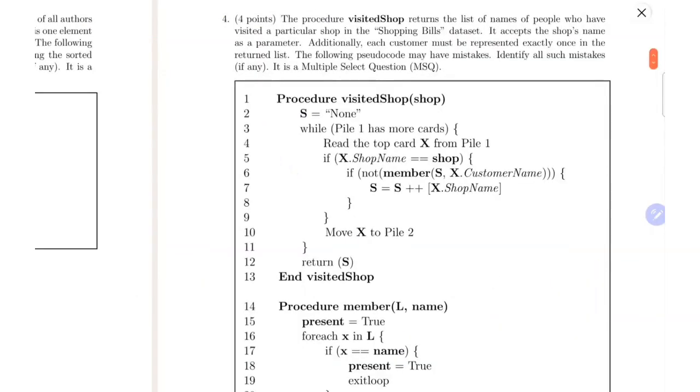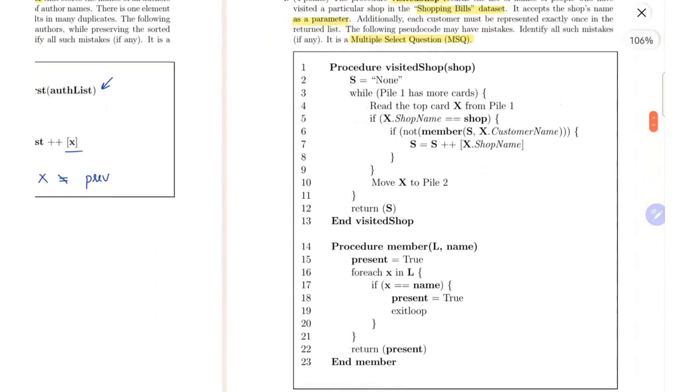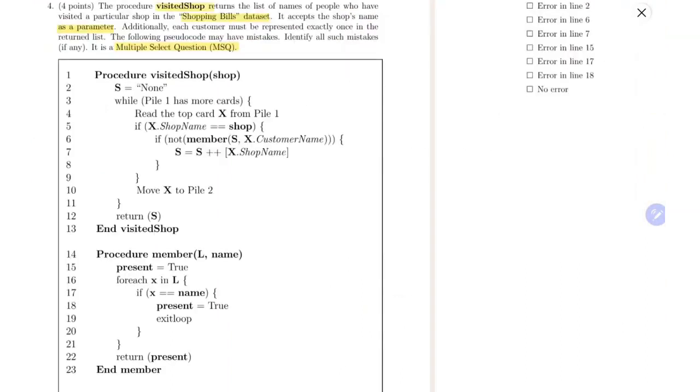So our question number 4 is, the procedure visited shop returns the list of names of people who have visited a particular shop in the shopping bills dataset. It accepts the shop's name as a parameter. Additionally, each customer must be represented exactly once in the returned list. The following pseudocode may have mistakes. Identify all such mistakes, if any. So let me just make question number 4 appear in one page first. Now we can clearly see the whole question in one single page. So let's start reading the code.